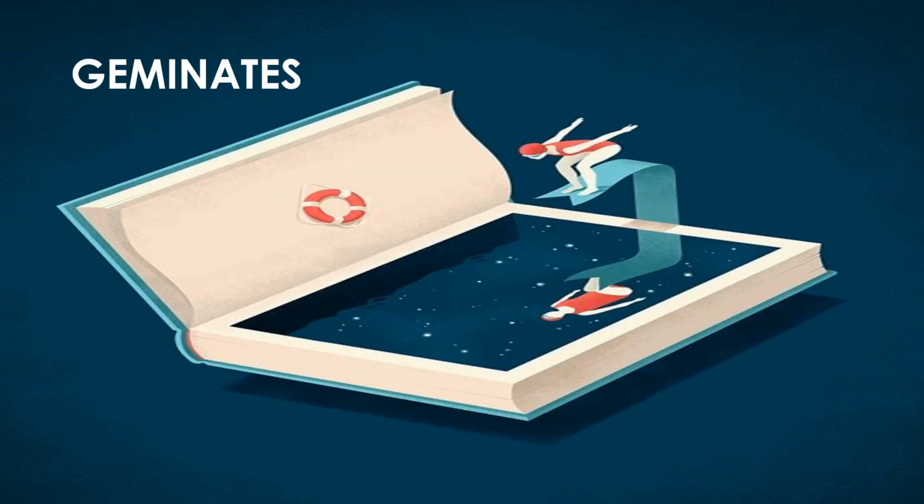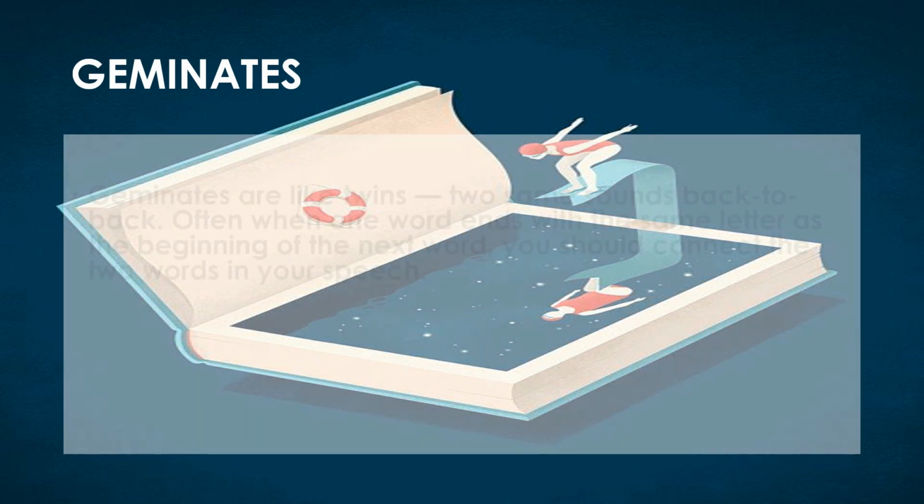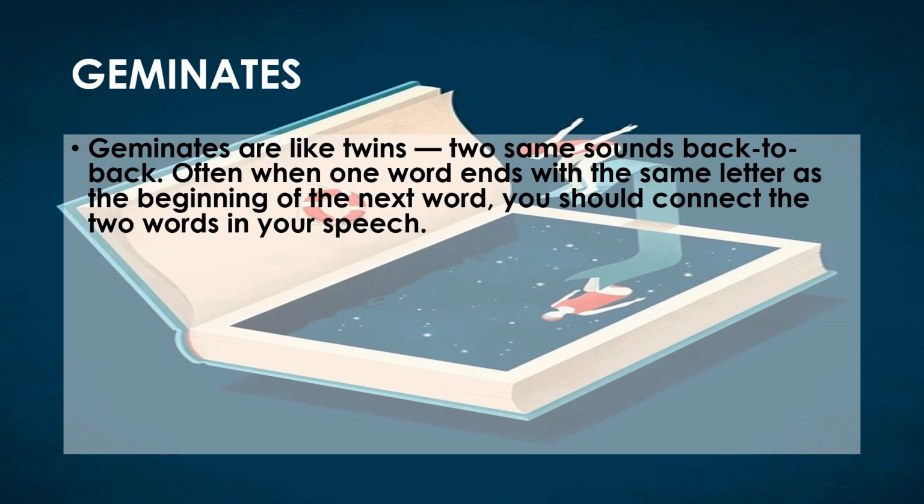Is intrusion. The last but not the least, the geminates. Geminates are like twins. Two same sounds back to back. Often when one word ends with the same letter as the beginning of the next word, you should connect the two words in your speech. For example, social life. Social ends with the letter L and life starts with L, so you will pronounce it as social life.